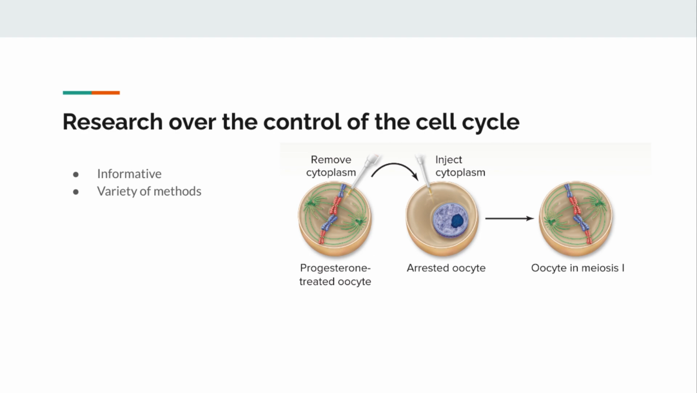The research over the control of the cell cycle is informative because it puts modern observations into context, and it shows biologists using very different methods but achieving the same results. The next 3 slides are of different observations, and later we will see how they all work together.